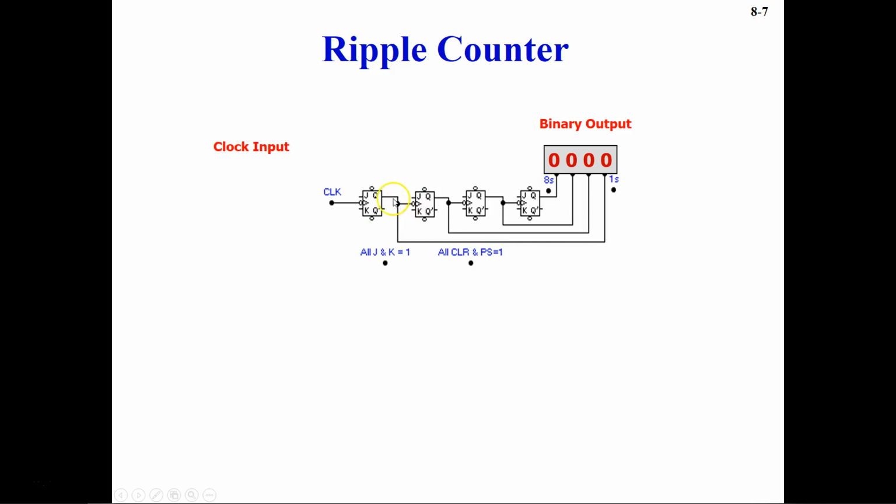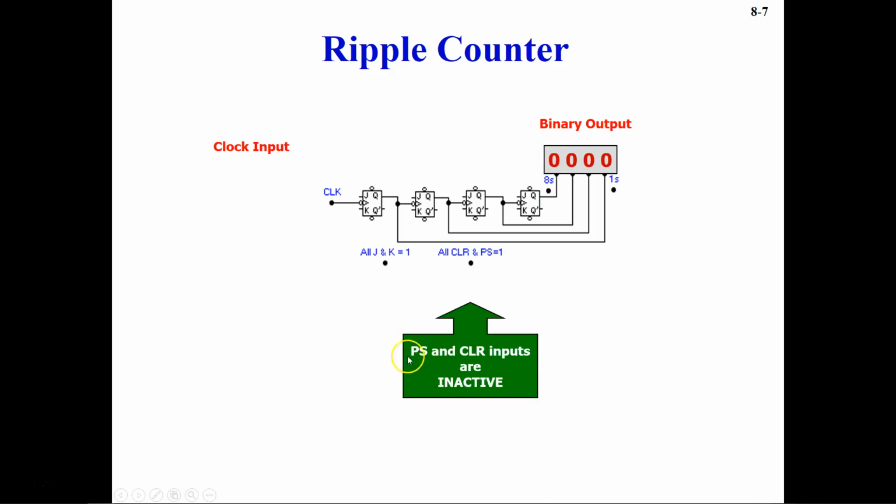Then you have outputs which come out from Q. The first Q you see here represents your LSB, the least significant bit, and so on. This is your second, and this is the third bit, coming out from flip-flop 3, and the fourth one represents your most significant bit. Okay, now let's see how it works.